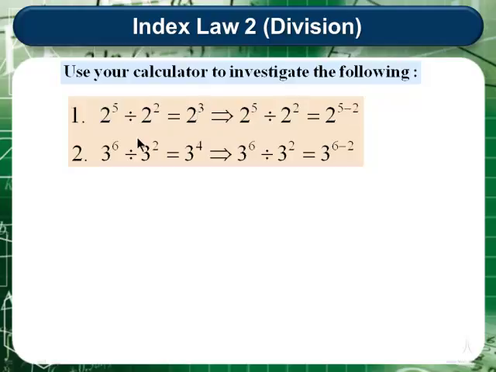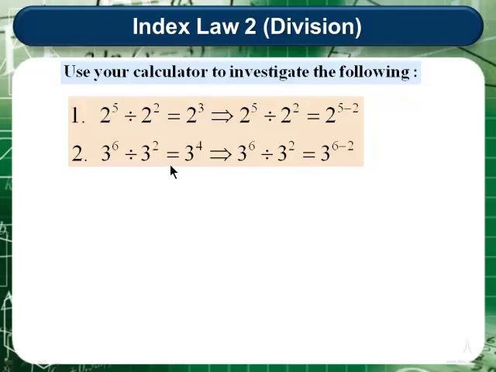So really it seems that if we divide and the bases are the same, we simply subtract the exponent of the divisor from the exponent of the dividend, to obtain the exponent for the quotient. A similar observation can be made in the second one.